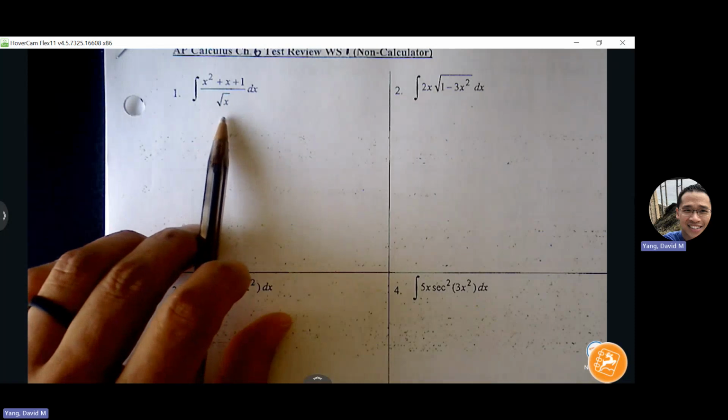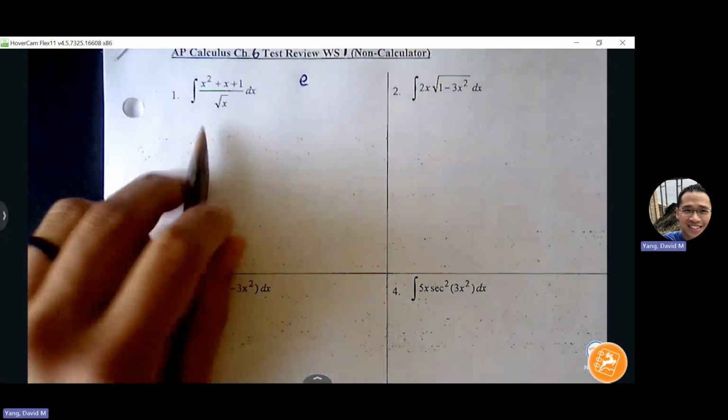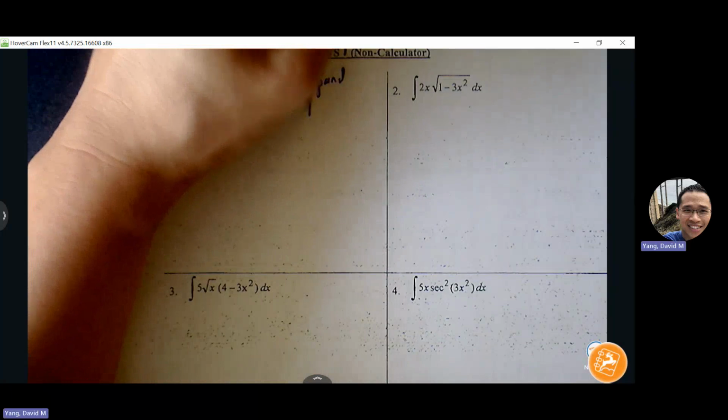Okay, so can you tell what type of problem this is? Right, so there's only one term in the denominator, that's the giveaway, right? So this one we can expand and just rely on power rule.